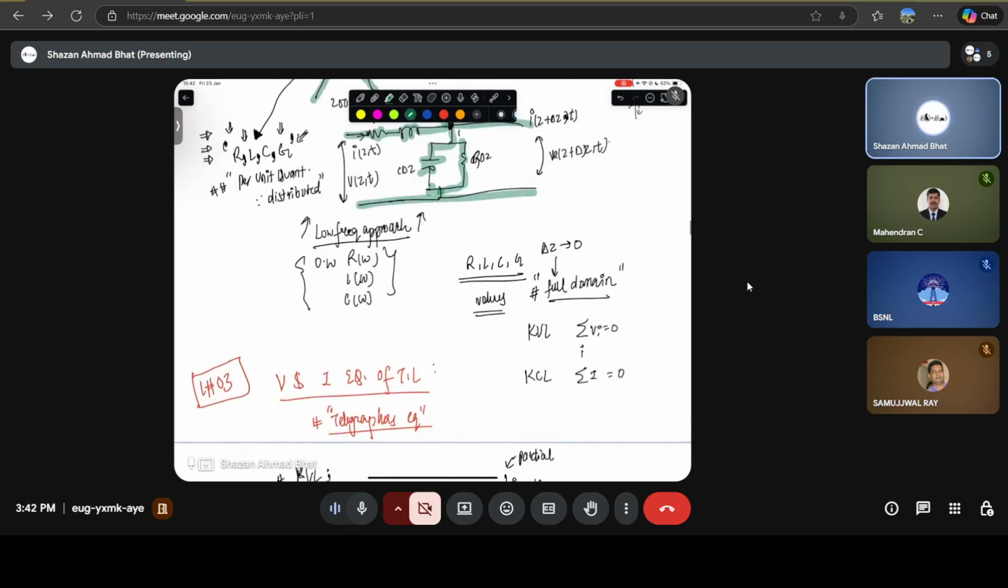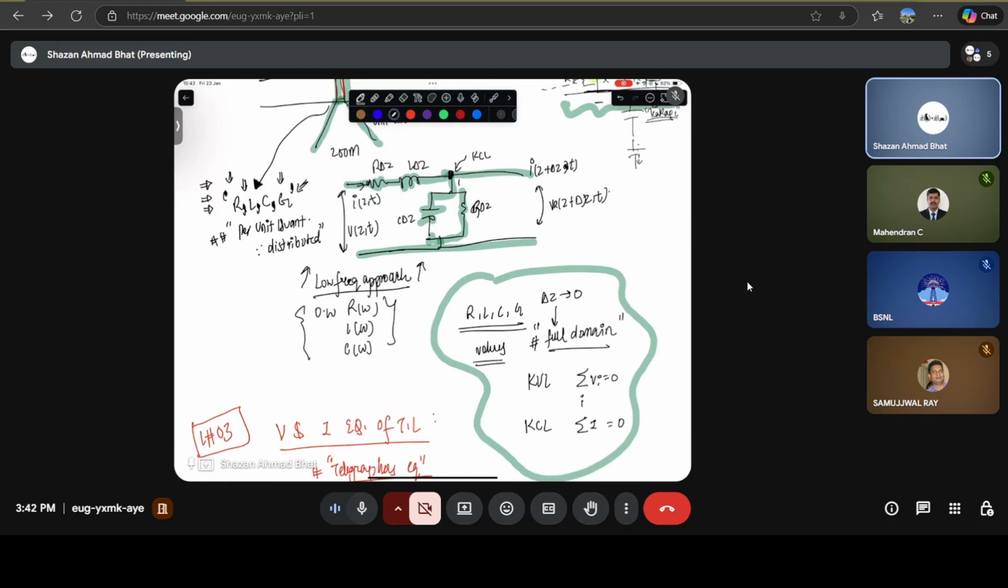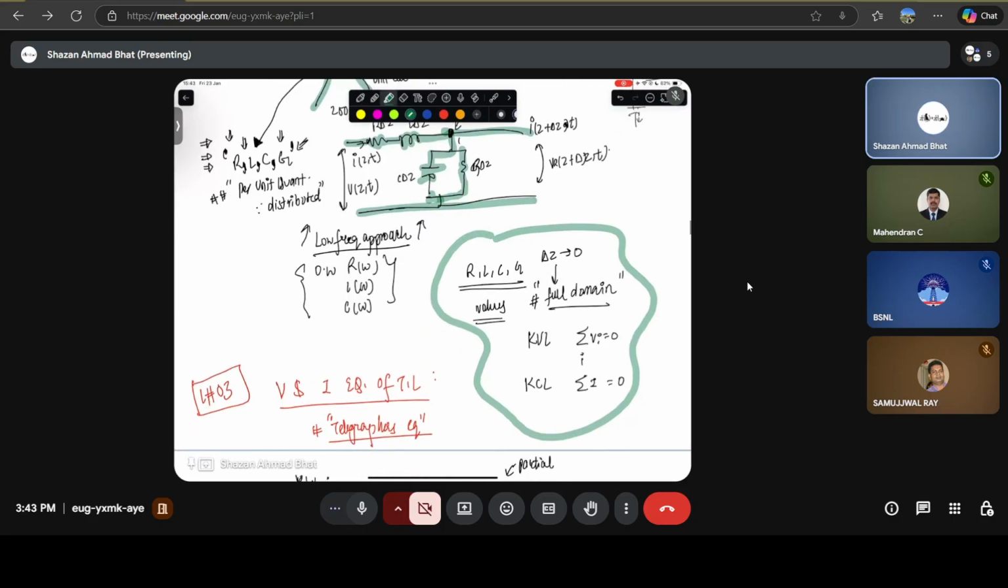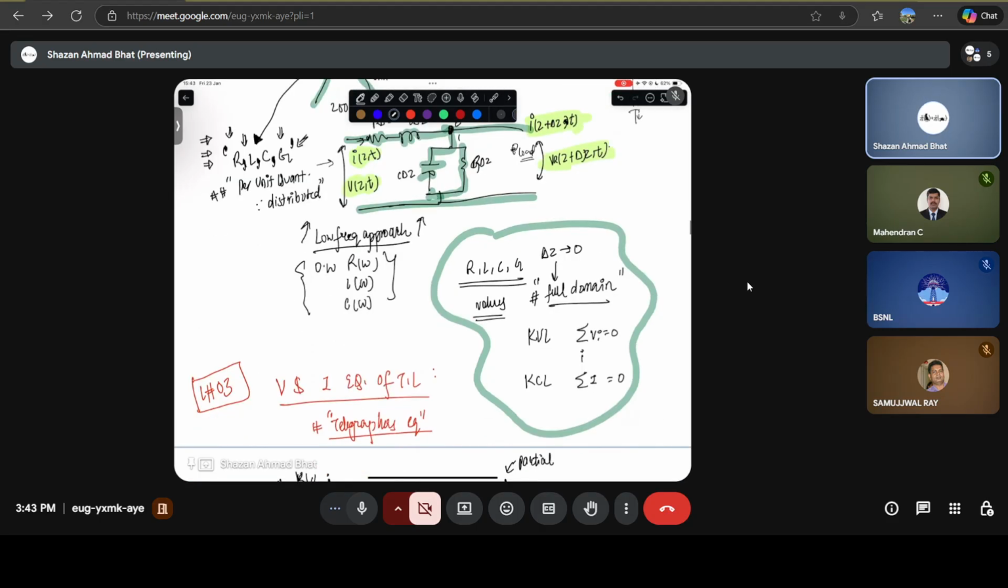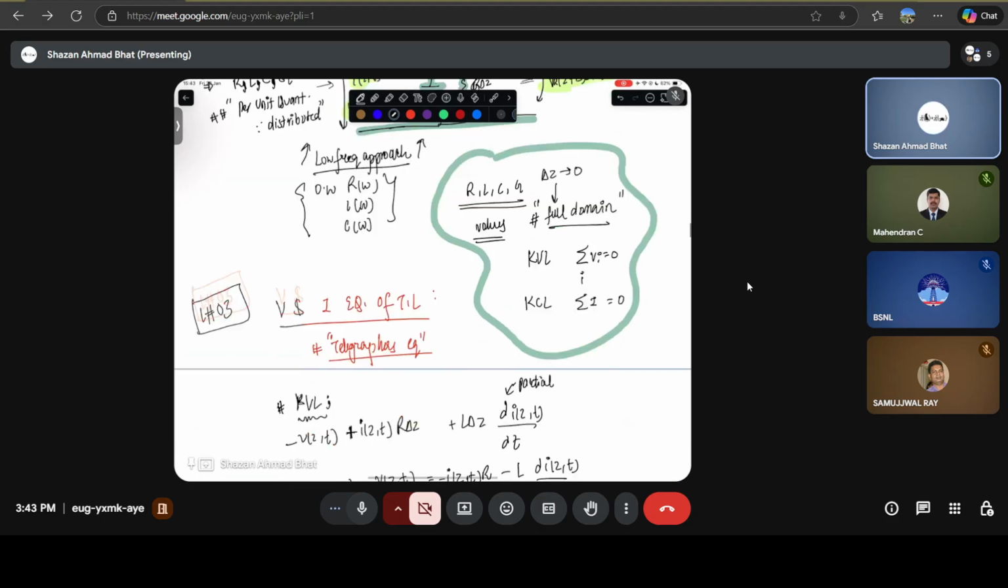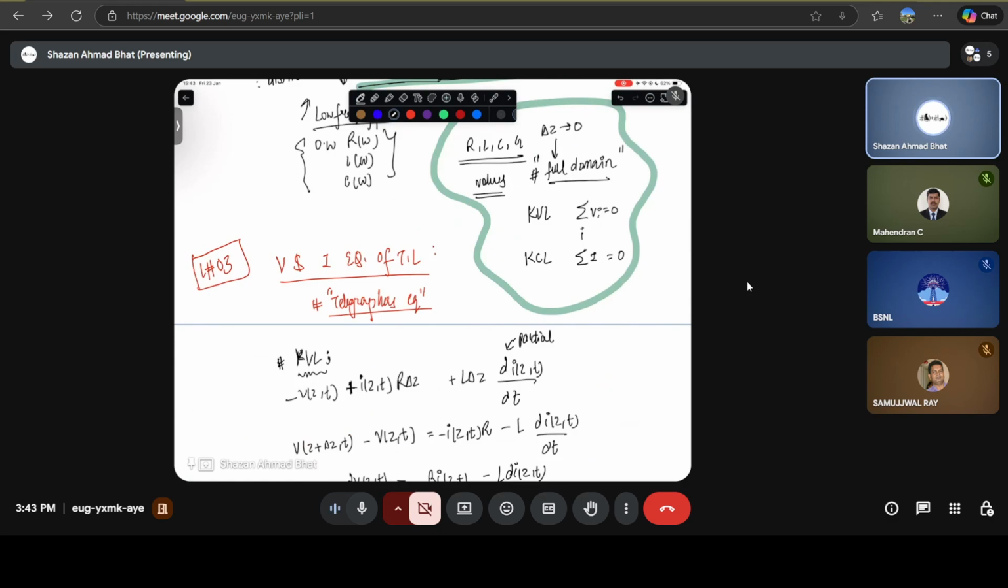And now you have to apply the KVL and KCL in this particular system in order to evaluate these parameters: V as a function of z comma t, the currents, the voltage on the load side, and the currents on the load side. So this is the input side, this is the load side. And now you have to solve the KVL and KCL. I'm not going to do that here, but we're going to see what we arrive at.